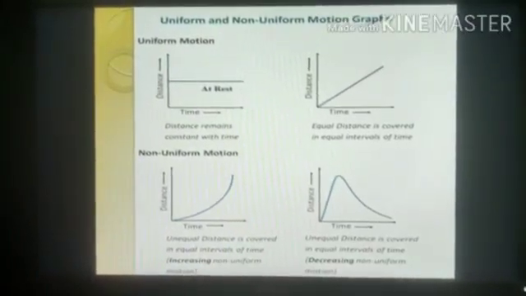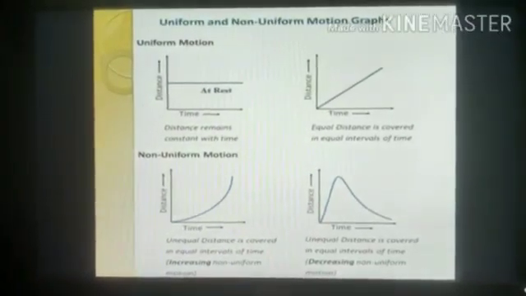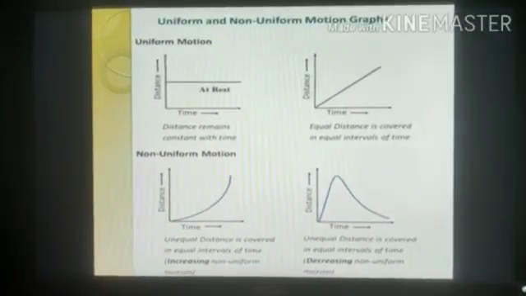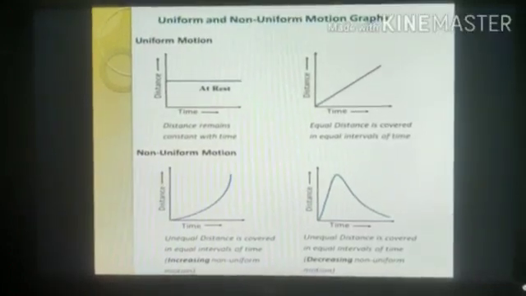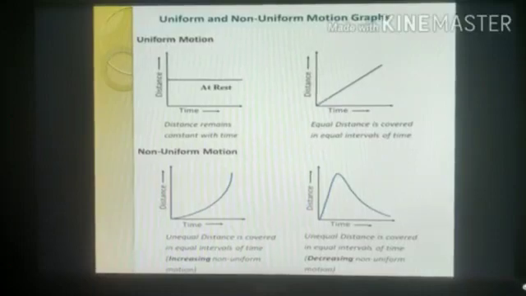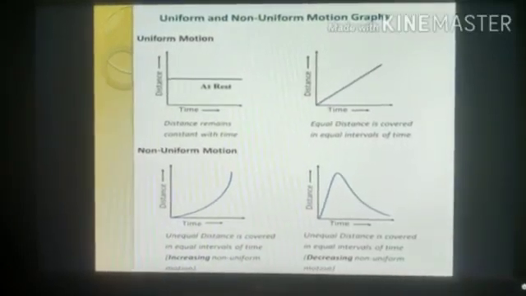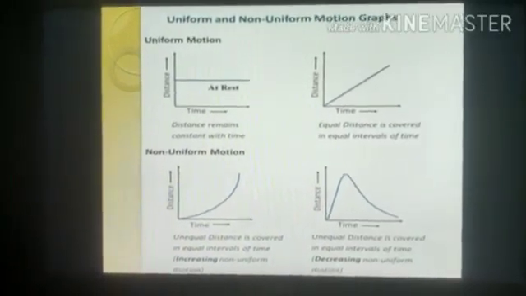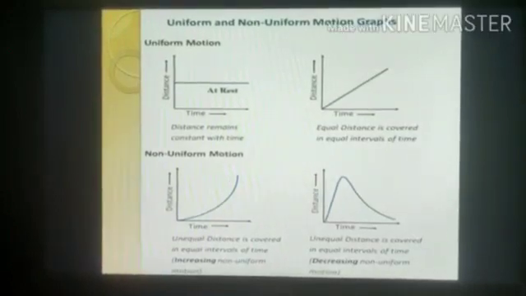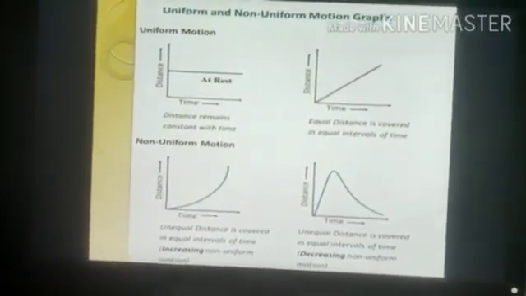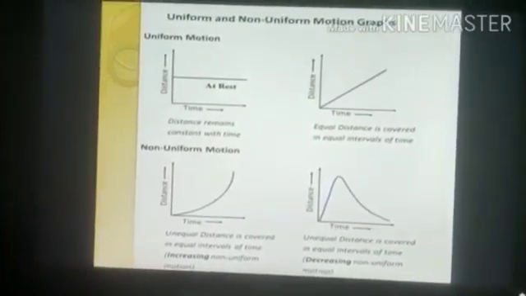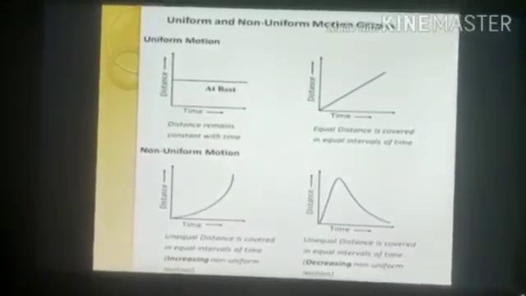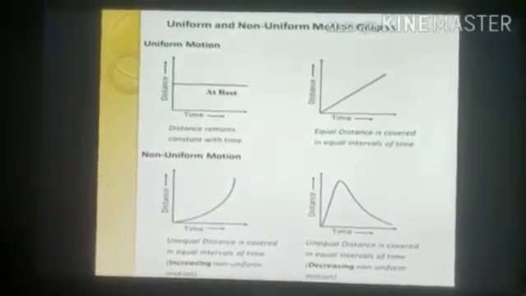And now let's go for non-uniform motion. In non-uniform motion, same thing, distance on the y-axis, time on the x-axis. In non-uniform motion, you already know that you keep on changing your speed, from increasing to decreasing or decreasing to increasing. As per the change in speed, the graph is plotted. The graph is not linear. When the graph is not linear, this denotes non-uniform motion. I hope you are clear with this graphical representation of uniform and non-uniform motion.